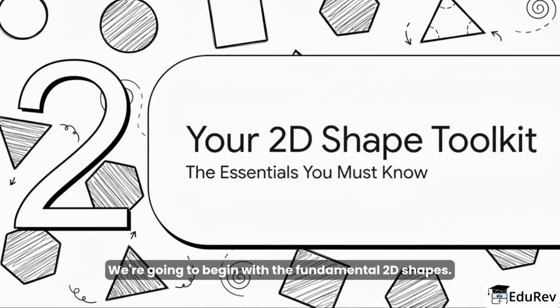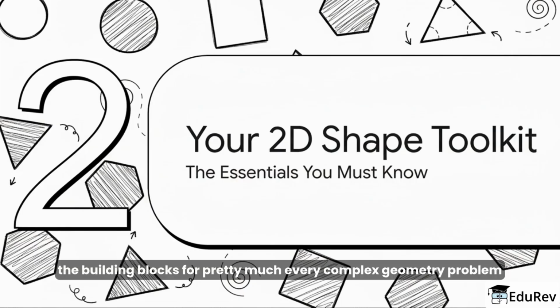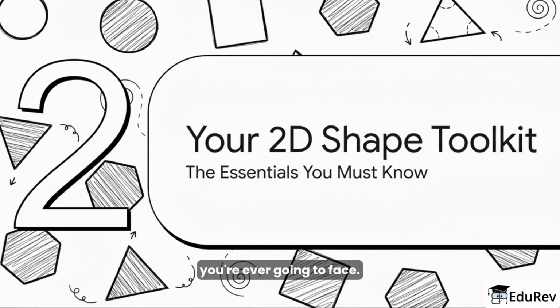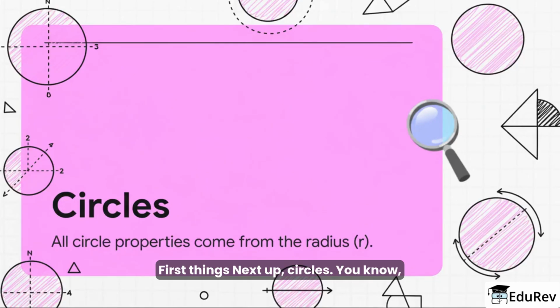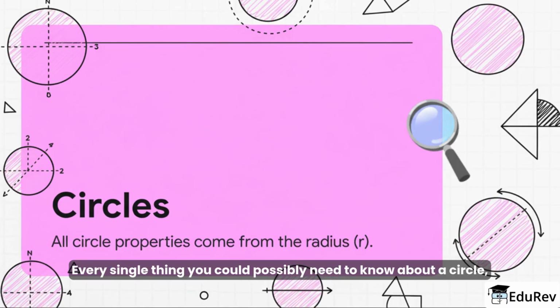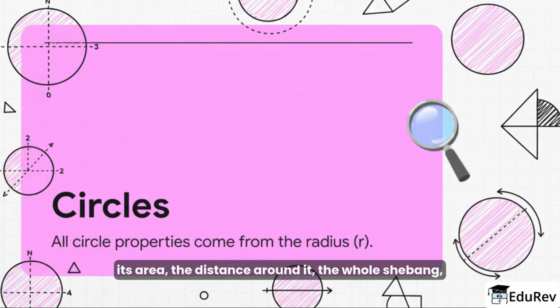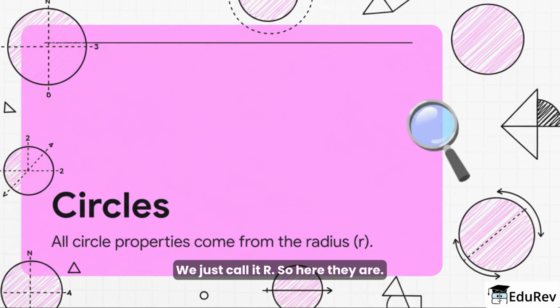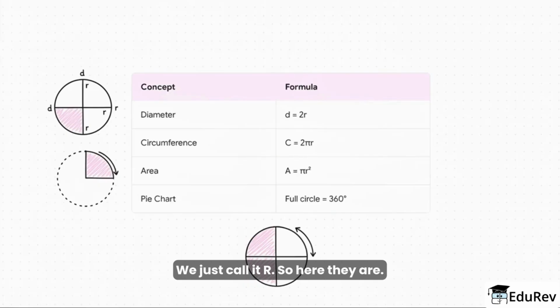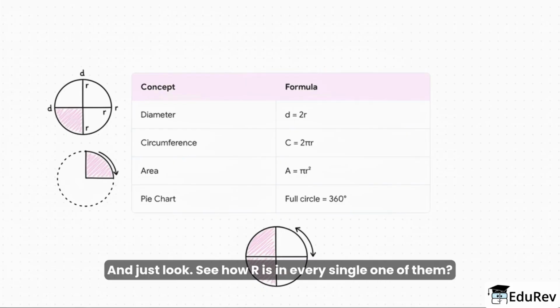We're going to begin with the fundamental 2D shapes, the building blocks for pretty much every complex geometry problem you're ever going to face. First up, circles. The beautiful thing about them is how simple they actually are. Every single thing you could possibly need to know about a circle, its area, the distance around it, the whole shebang, it all comes from just one number, the radius. We just call it r. So here are the three core formulas you absolutely have to know. See how r is in every single one of them?